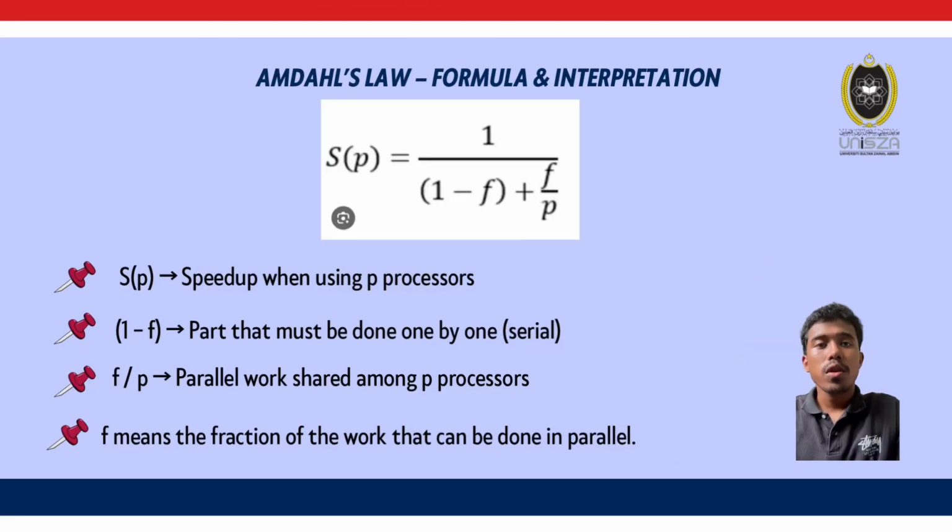This is the formula for Amdahl's law. It calculates the speed up when using multiple processors. In the formula, F represents the fraction of the work that can be parallelized, and 1 minus F is the part that must be done sequentially.